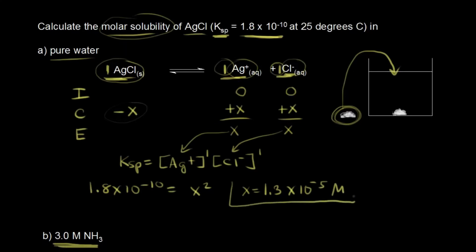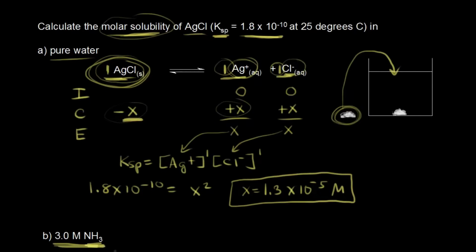So that's the concentration of, let's say, our silver +1 cations in solution. That's also the molar solubility of silver chloride, right? That's how much we can dissolve. So it's a very small molar solubility. So silver chloride is only a slightly soluble compound. Let's see what happens when we have ammonia present instead of pure water.